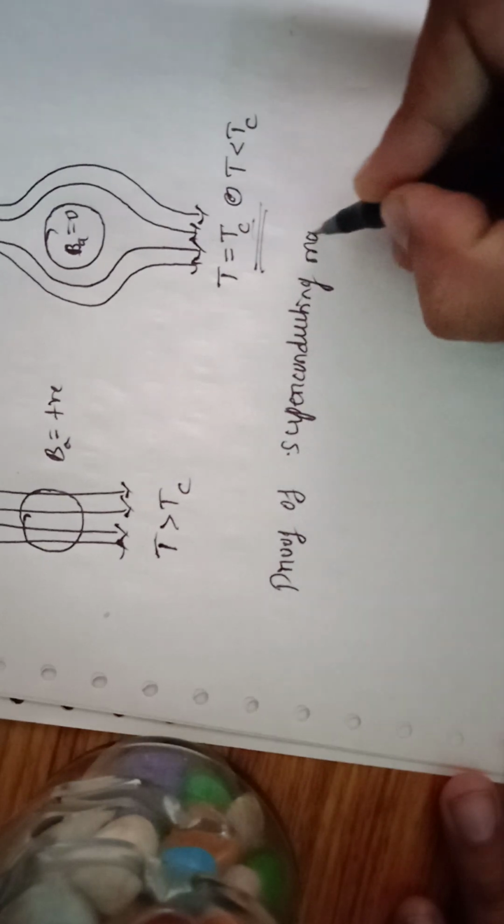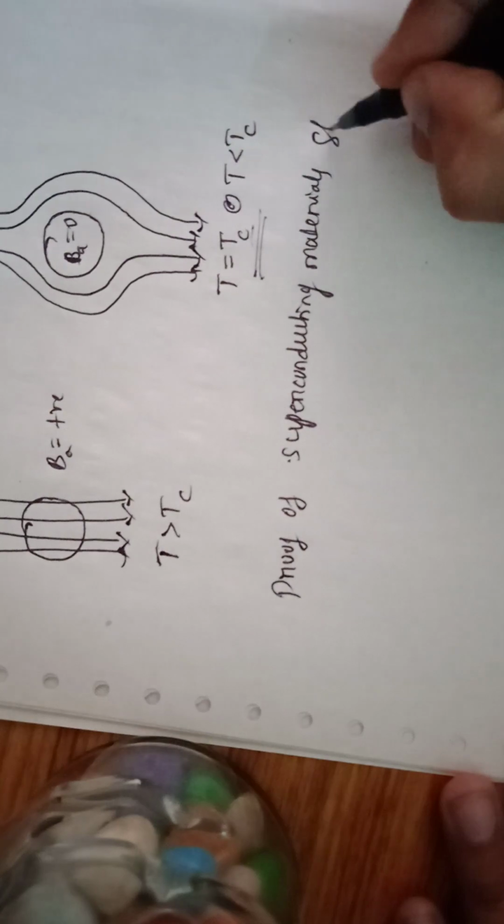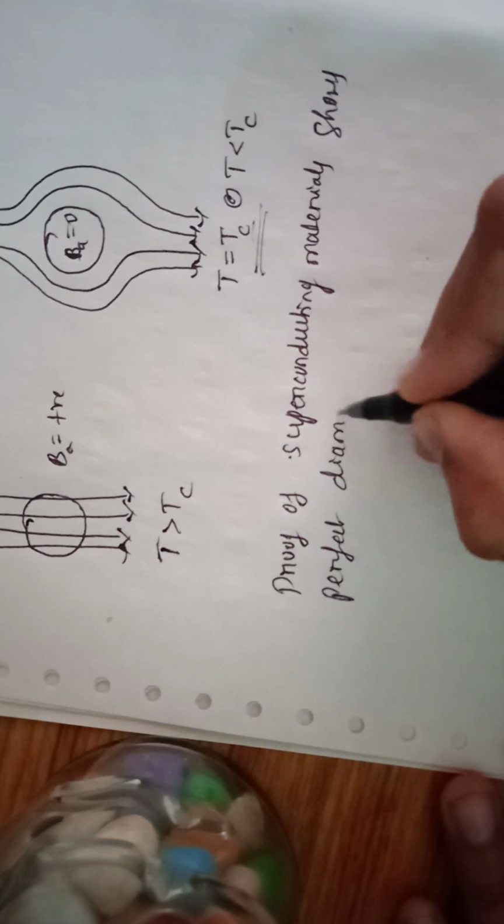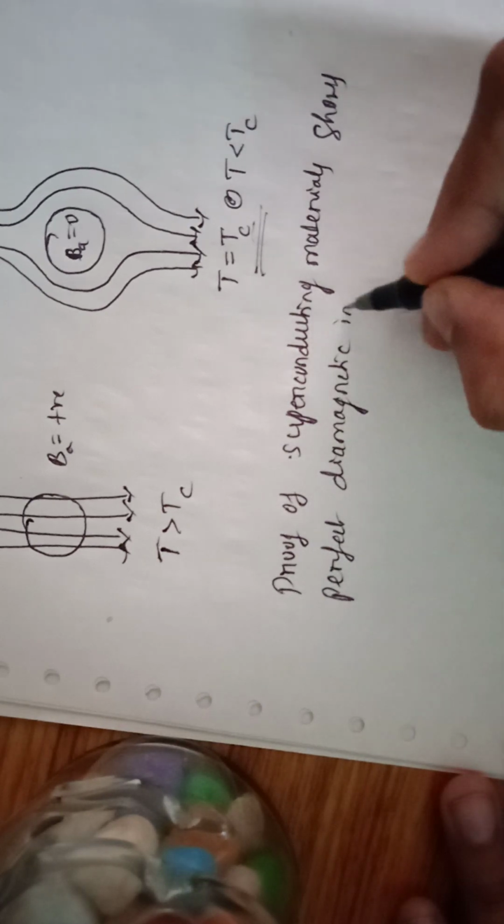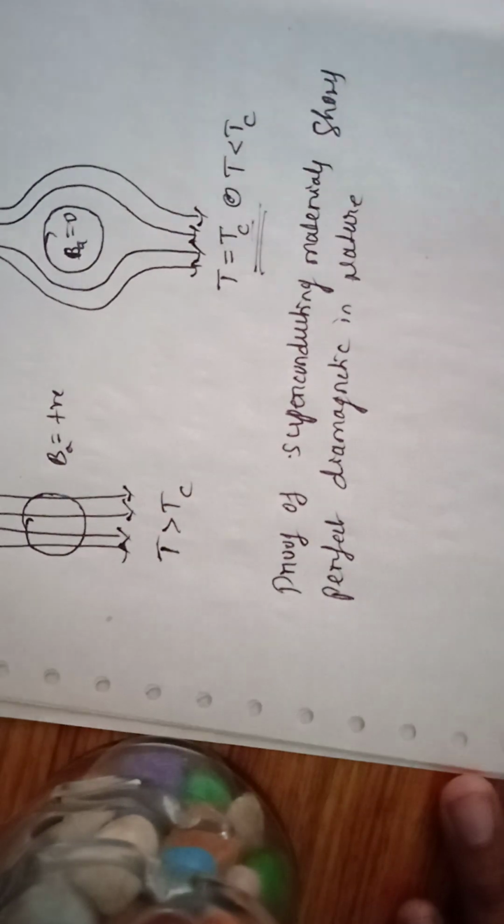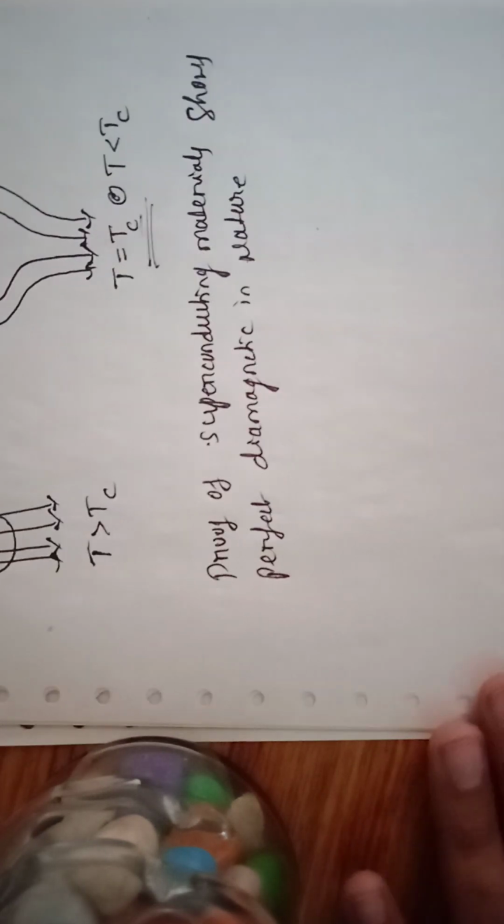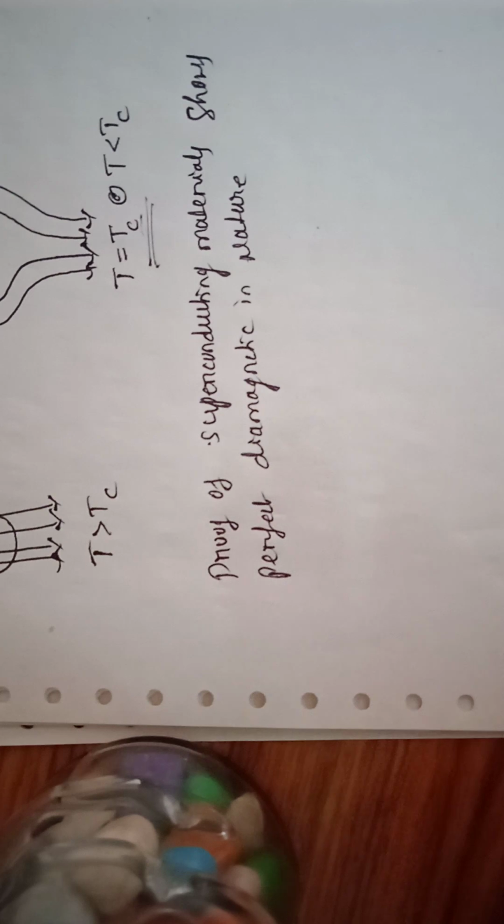Superconducting materials show perfect diamagnetic nature. We'll discuss that. So we know from the magnetic properties of materials, or magnetization of the system, that we categorize magnetic materials, that is diamagnetic, paramagnetic, ferromagnetic, ferrimagnetic, antiferromagnetic materials, based on their susceptibility value. So here we are showing the superconducting materials are perfectly diamagnetic in nature.